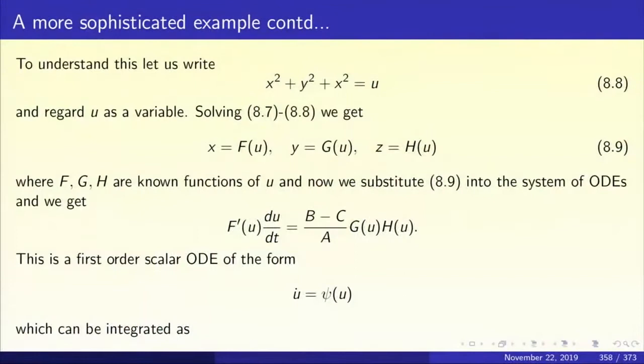Okay, if x is f of u, what is x dot? X dot is f prime u into du by dt. But what is x dot? It is (b minus c) upon a into yz. So f prime u into du by dt equals (b minus c) upon a into yz, but the yz is g u and h u. So that's exactly the equation that you have, and what you have found is a scalar first order ODE. So you divide by f prime of u, and the equation for u takes the following avatar: du by dt equal to psi of u, or u dot equal to psi of u, where psi is a scalar function of u.